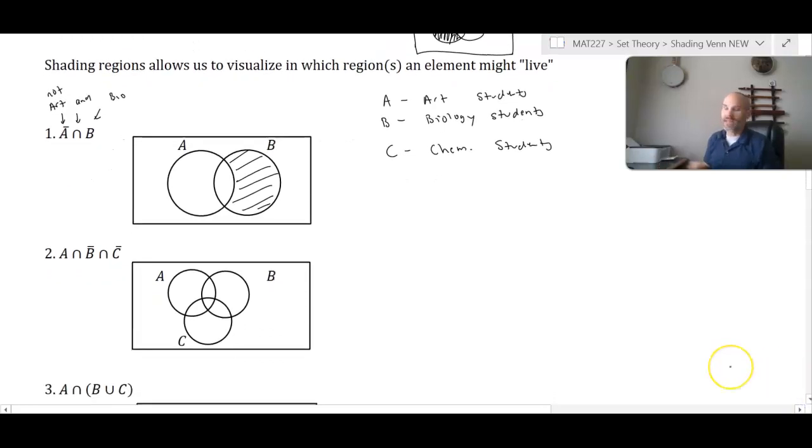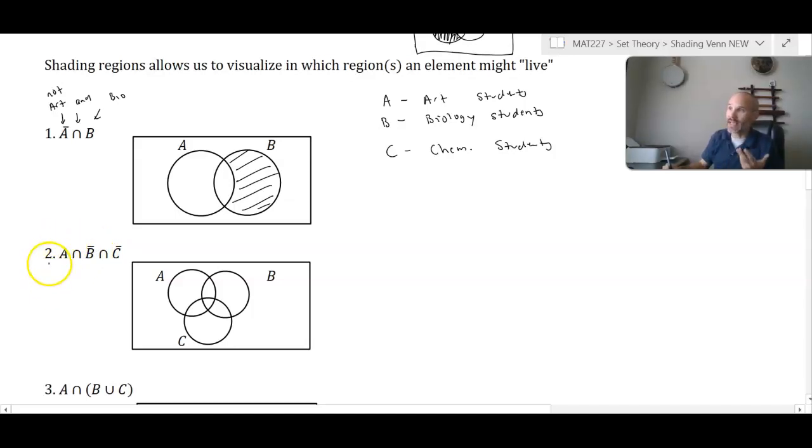Okay, we can take three sets and do kind of the same thing here. And we can, with intersections, read it very intuitively. We can say, where are the students who are taking art and are not taking biology and are not taking chemistry? Well, it means I have to be in the A circle.